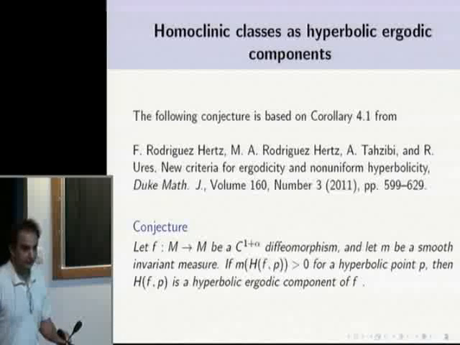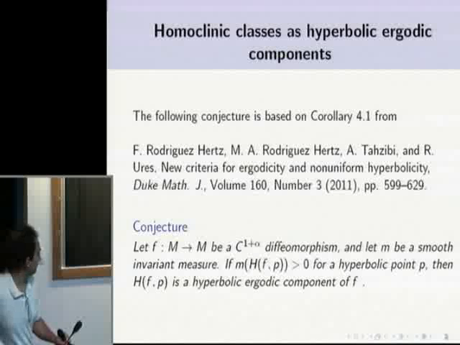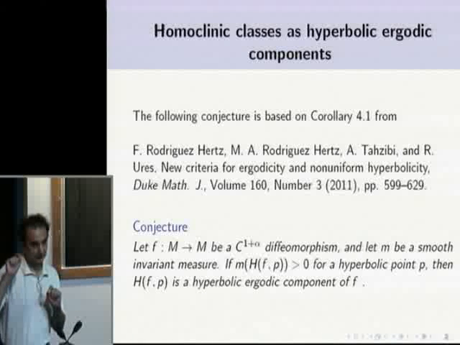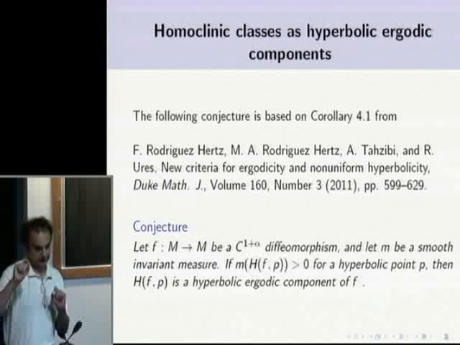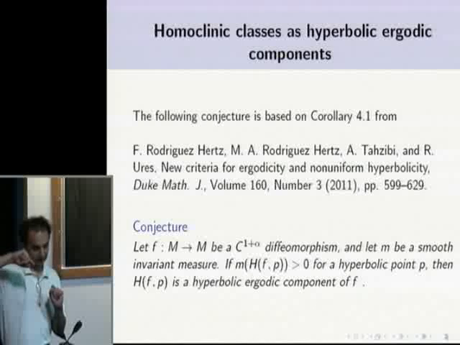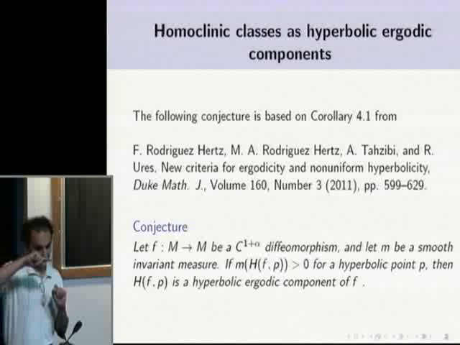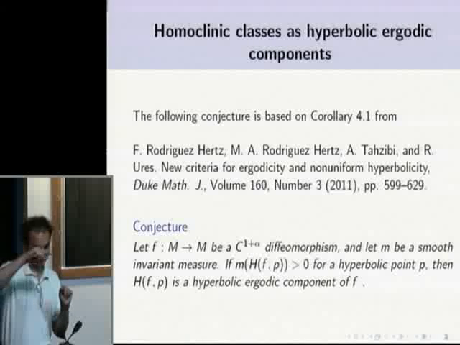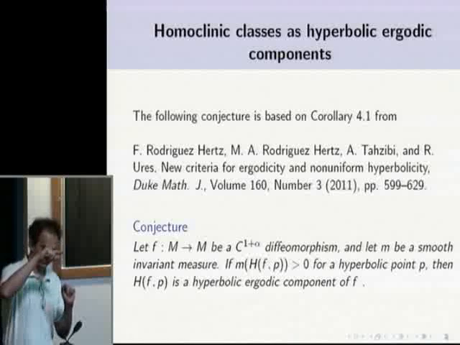Why is it interesting? One of the reasons is the following result by Hertz, Tahzibi and Ures. They considered a slightly different object: ergodic homoclinic classes. Those are not necessarily closed sets. You consider stable and unstable manifolds of a given saddle, and all the points where stable and unstable manifolds are defined due to Pesin theory, for example, such that the stable manifold of the point intersects the unstable manifold of your saddle, and the unstable manifold of the point intersects the stable manifold of your saddle.